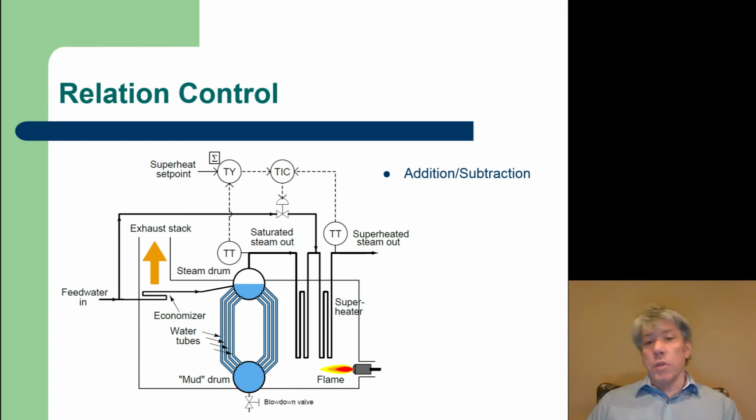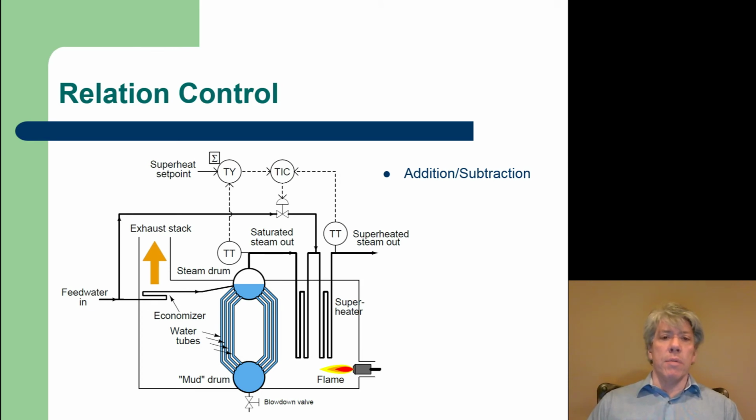And the way you control superheat is difficult, but the way you do it is you actually superheat the steam beyond what's needed. You make sure the flame is set up and the burning rate is set up so that you can superheat the steam well beyond what you need, but you just mix some feed water back in.